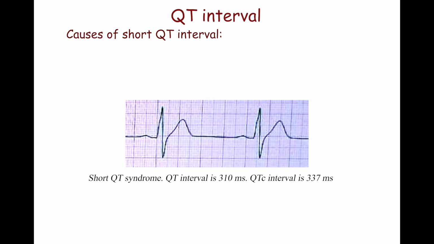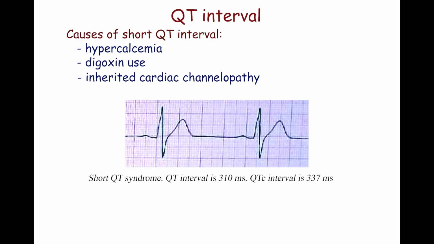Short QTc interval can be caused by hypercalcemia and digoxin use. Congenital short QT syndrome is an inherited cardiac channelopathy associated with sudden cardiac death primarily due to ventricular fibrillation. It's diagnosed when the QTc is less than 350 milliseconds.